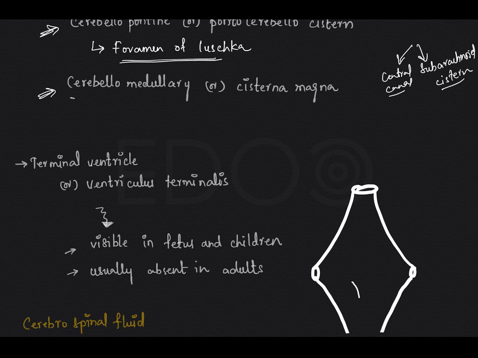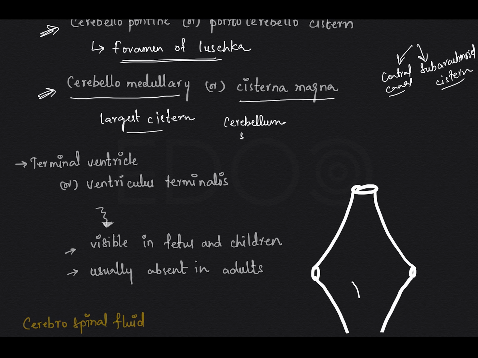And next, the second system is cerebellomedullary or cisterna magna, which is the largest system, and it is located in between cerebellum and medulla. And CSF from the fourth ventricle drains into the cerebellomedullary system by means of foramen of Magendie. So this foramen is located medially and posteriorly.